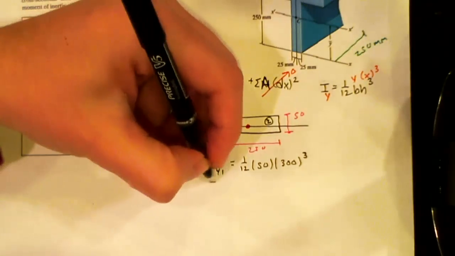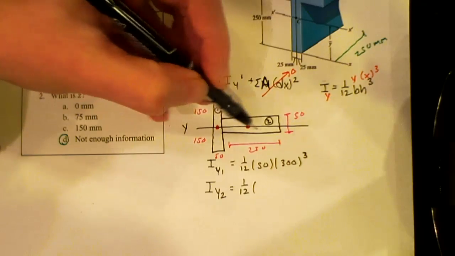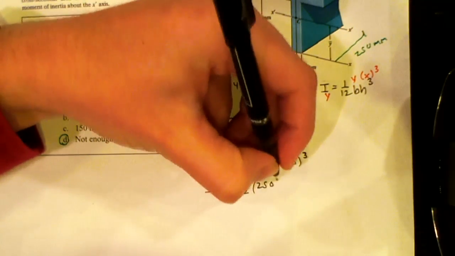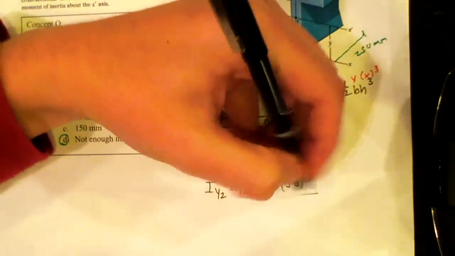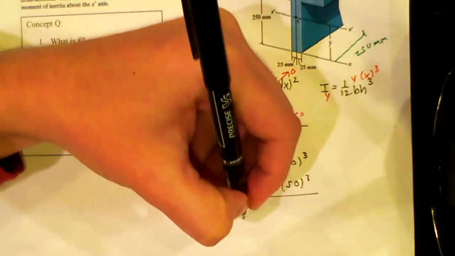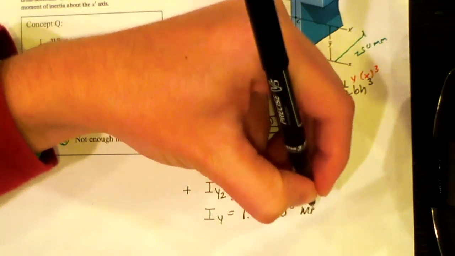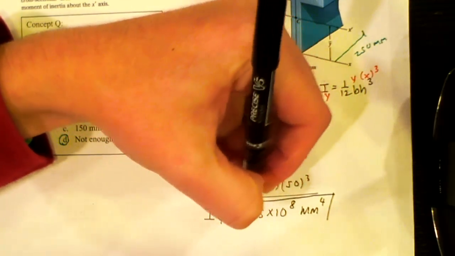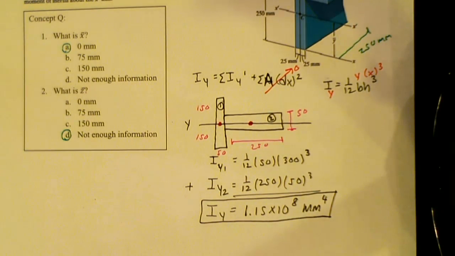Then for figure 2, we have Iy2, 1 over 12. Our base is the y value, so that's 250, and our height is 50. My total Iy is going to be the sum of both of those, and that gives me 1.15 times 10 to the 8 millimeters to the 4th. So that one was relatively quick. The next one is a bit more complicated.